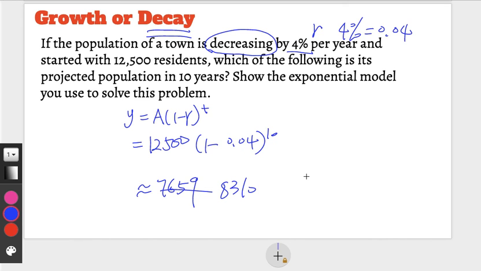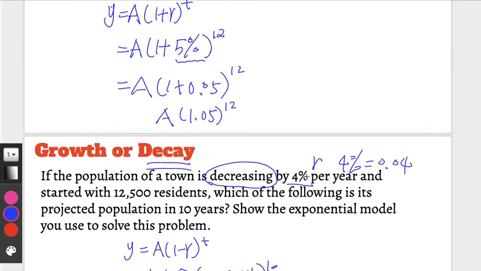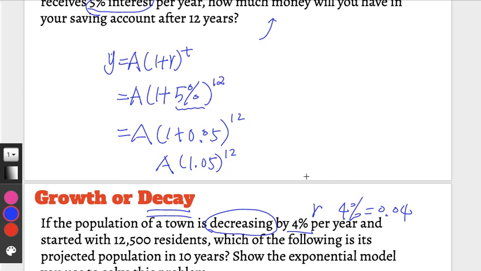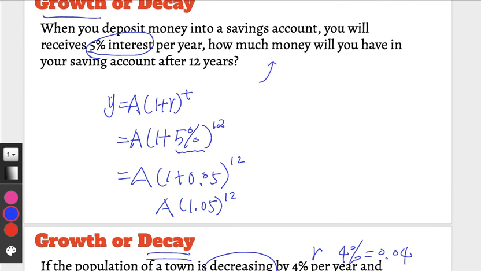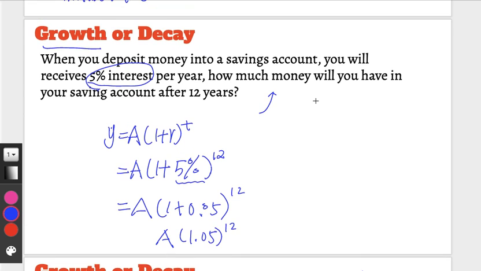I hope this video is helpful. Now you have a very good and refreshed memory about exponential functions. And we can use them to model a lot of real life situations, as you can see.